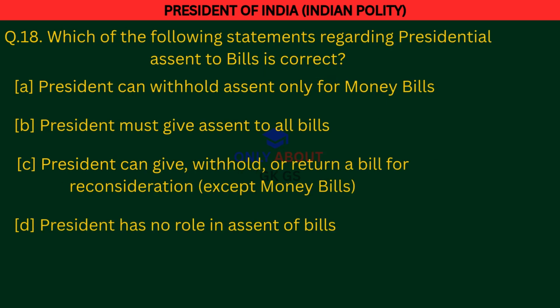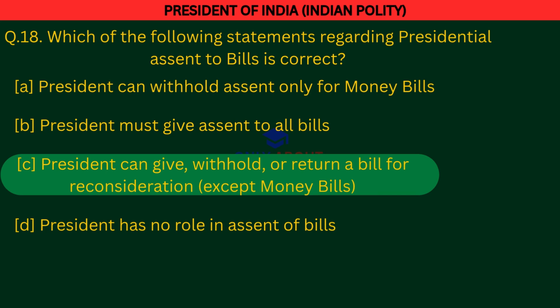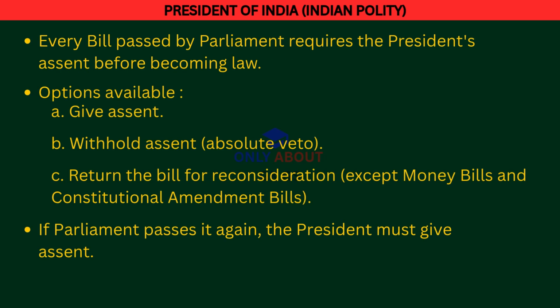Next question. Which of the following statements regarding presidential assent to bills is correct? Correct answer: The President can give, withhold or return a bill for reconsideration. Every bill passed by Parliament requires the President's assent before becoming law. Options available: give assent, withhold assent, return the bill for reconsideration. If Parliament passes it again, the President must give assent.